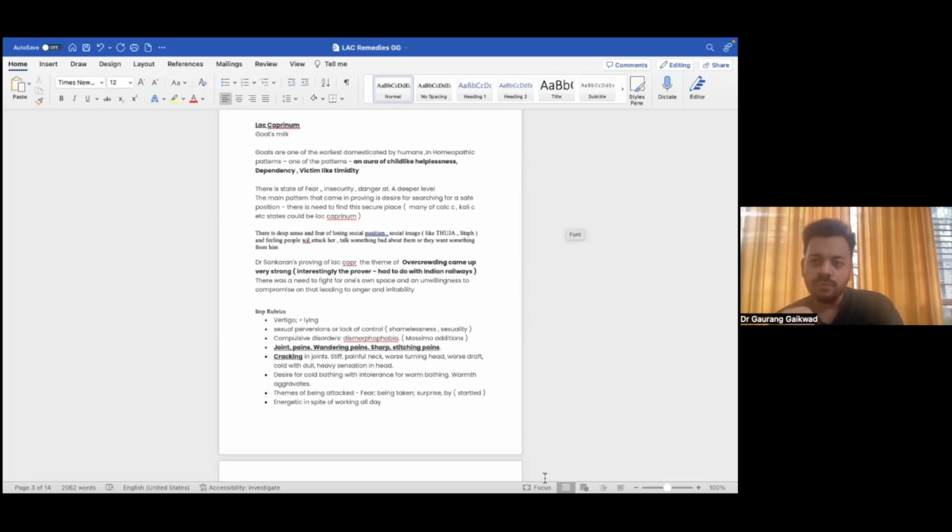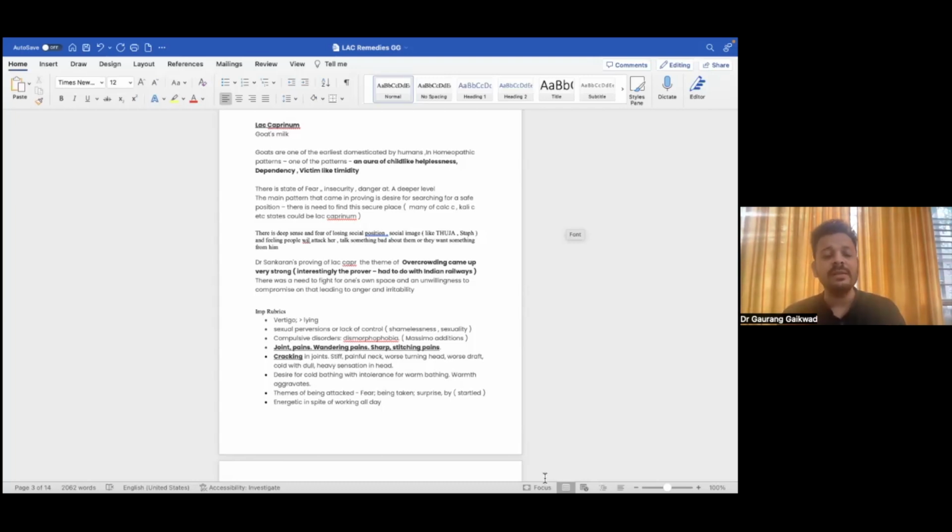There is a state of a lot of fear and insecurity. This is a very important experience for lac caprinum. And that's also one of the deep patterns where there's a lot of desire to have a situation of comfort, stability, and security. They want a secure place. They are searching for a safe position, because otherwise the predators can attack them from anywhere. There are predators everywhere. All animals are predators for them. The lions, the cheetahs, all the wild animals, you can imagine. So this deep sense of fear and insecurity is very strong.